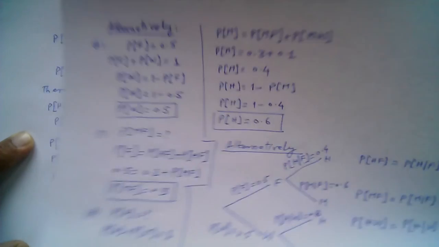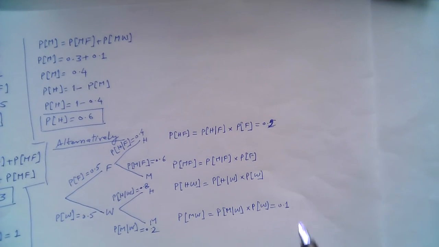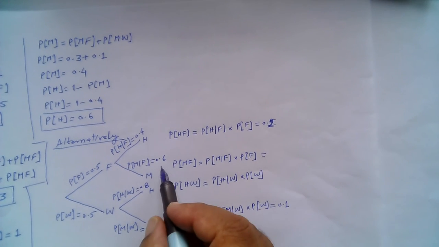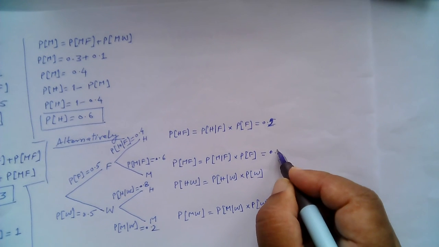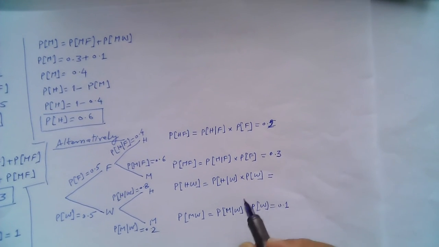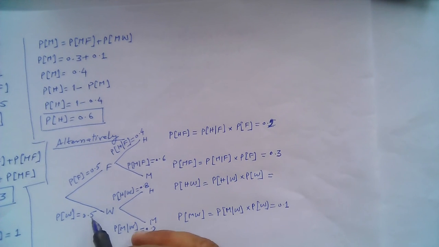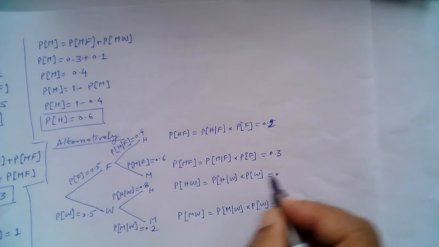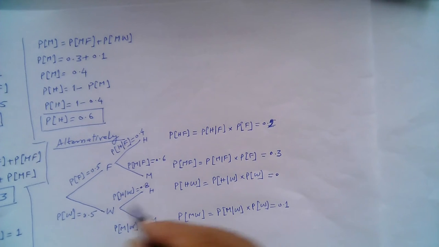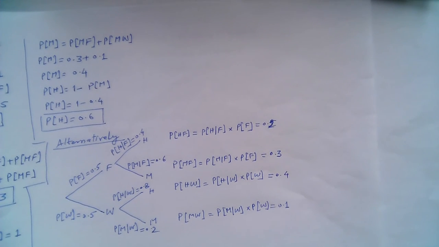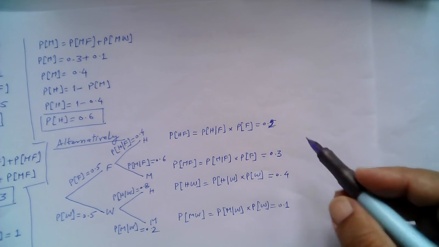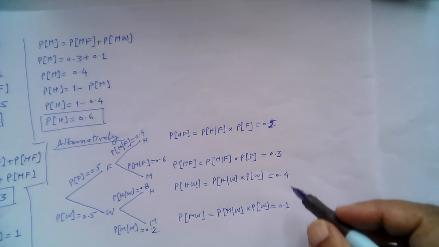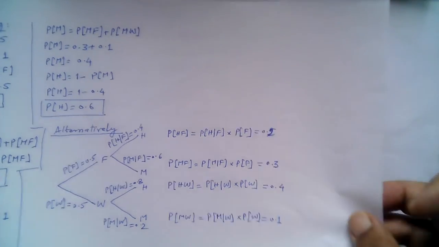So now it is easier to calculate these two probabilities also. This is equal to 0.6 multiplied by 0.5, so this should be 0.3. Similarly, this should be 0.8 multiplied by 0.5, so this should be 0.4. So you see, if we add all these probabilities together, this comes out to be 1. This is a check, and this confirms that our solution is correct.